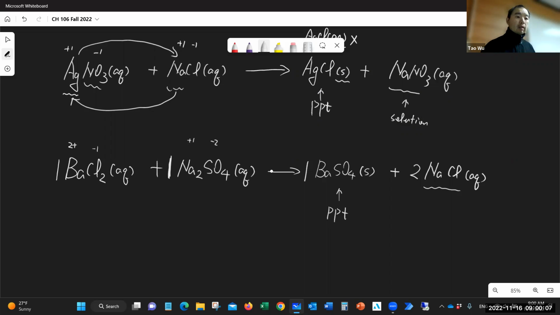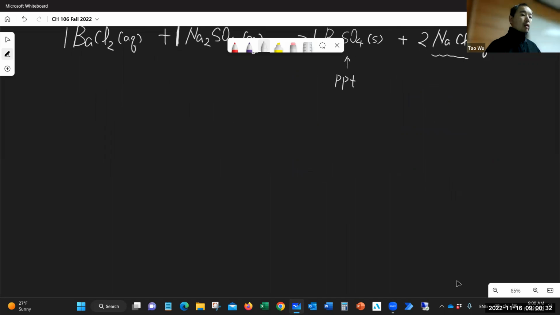Okay, so this is talking about precipitation reactions. If we have the two reactants, how do we predict which one is the correct precipitate, and how do we balance these equations? Again, we're going to do the practice for today on this part. So I think we've talked about the precipitation reaction.